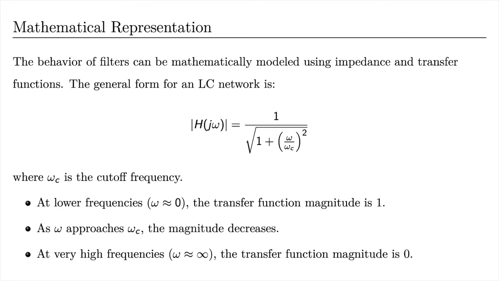The behavior of filters can be mathematically modeled using impedance and transfer functions. For an LC network, the general form of the transfer function is given by: the magnitude of the transfer function |H(jω)| is equal to 1 divided by the square root of 1 plus the square of the ratio of ω to ω_c, where ω_c represents the cutoff frequency.